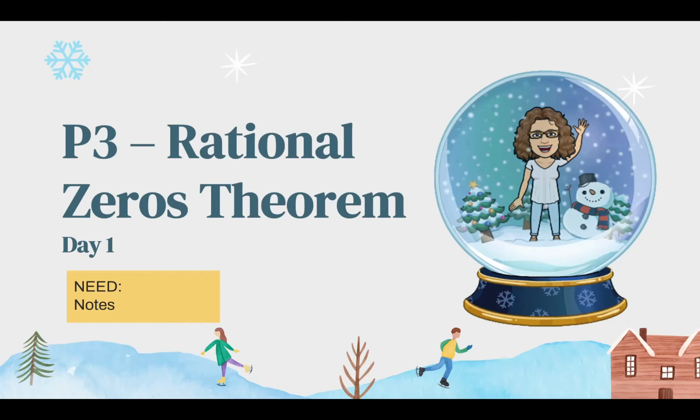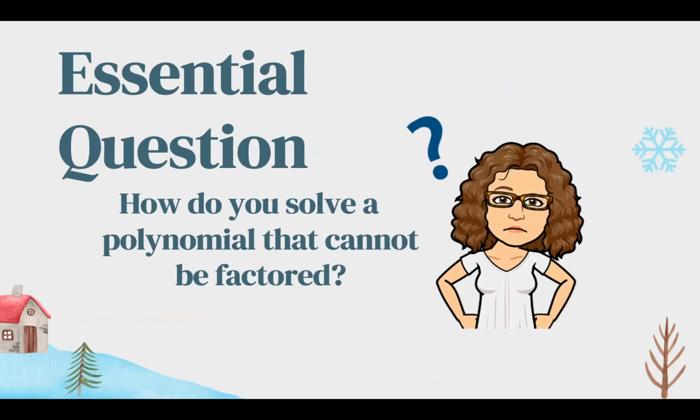So today we're going to be doing the rational zeros theorem, day 1. You're going to want to have your foldable with you, and then you may need a calculator as well. Our essential question today, how do you solve a polynomial that cannot be factored?